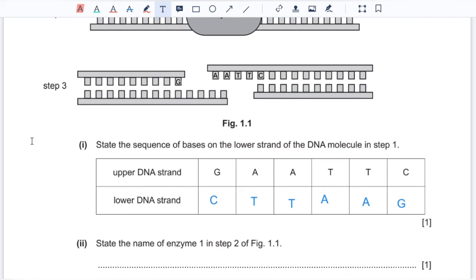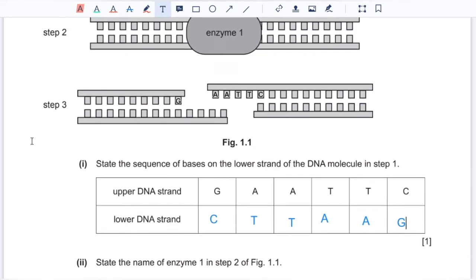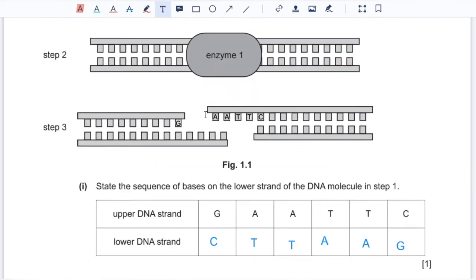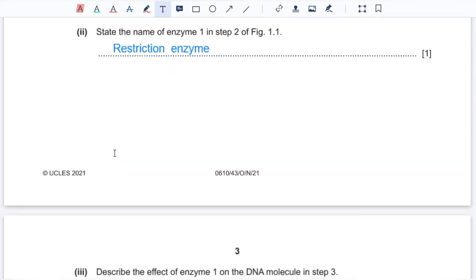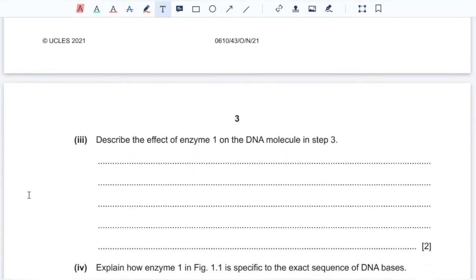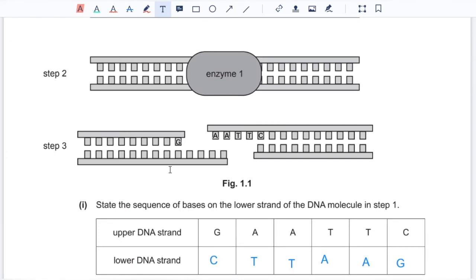2. State the name of the enzyme in step 2 of figure 1.1. So this enzyme is going to cut the two DNA strands, so it is a restriction enzyme. 3. Describe the effect of enzyme 1 on the DNA molecule in step 3. Restriction enzyme will cut the two strands of the DNA molecule in an uneven way, which will produce sticky ends.